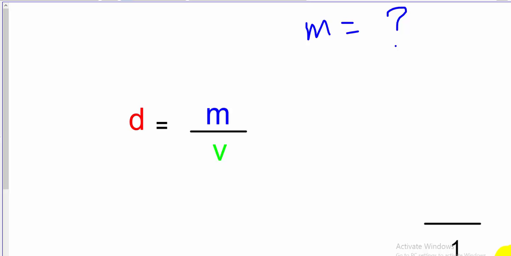So let's start first of all by isolating mass on its own. So here I'm looking for mass, and I want to think about how I can isolate that on one side of the equal sign with nothing else attached to it. And the first thing I'm going to mention is that we have this formula D is equal to mass over volume, and the density on the left hand side of the equal sign could also be written as D over 1.